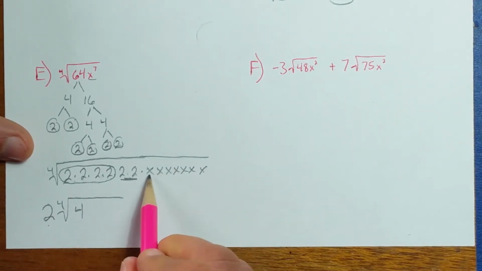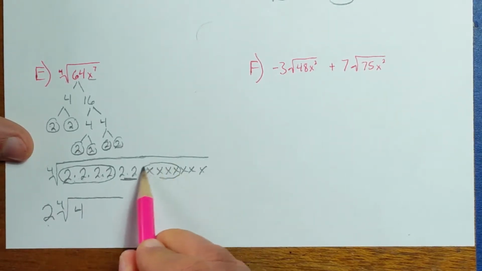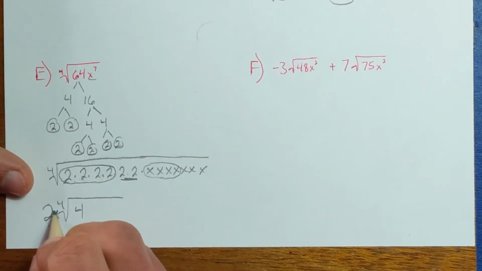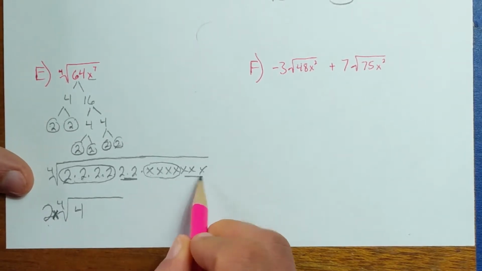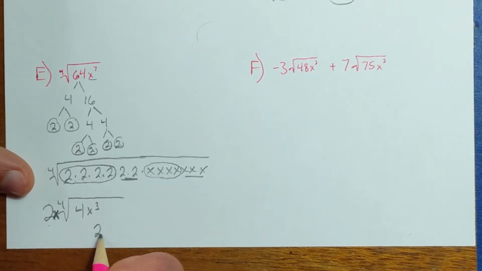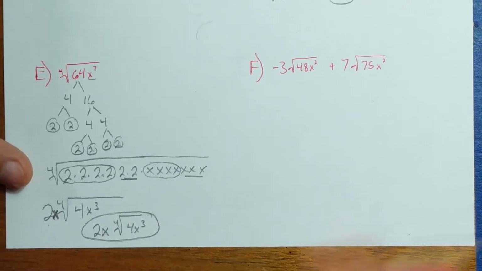Then come over here and do the same thing. I have 1, 2, 3, 4 x's, so that x would get to come outside the radical. I'll squeeze that in right here. And then those 3, because it's not a group of 4, they would have to stay inside the radical. So your final simplified answer would be 2x times the 4th root of 4x cubed. And now I've simplified that radical.